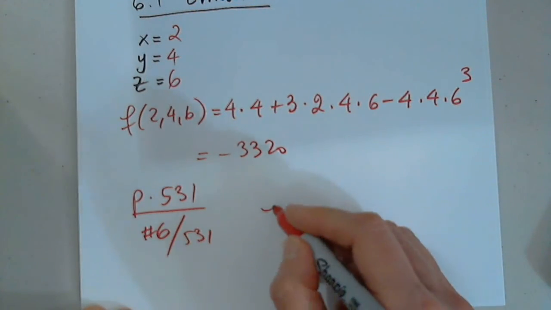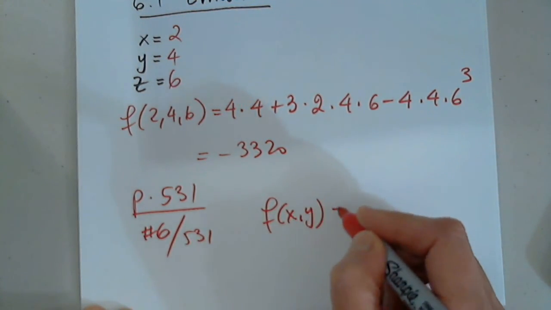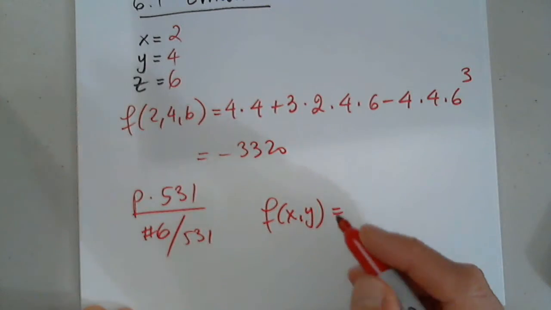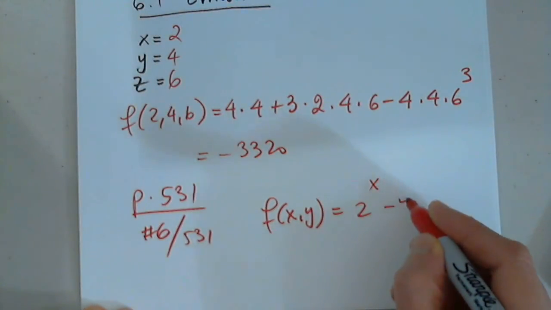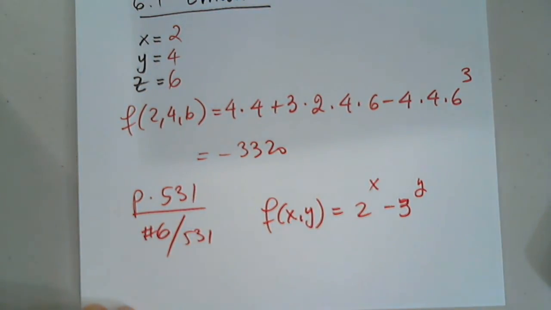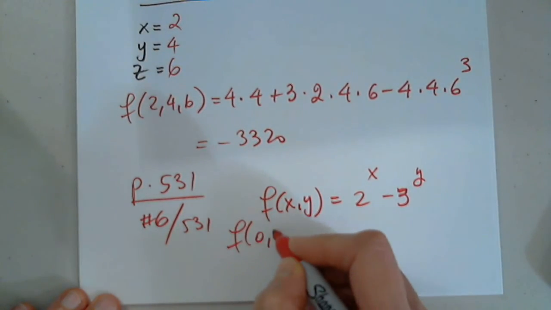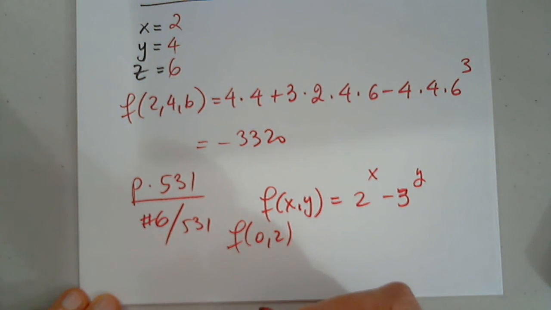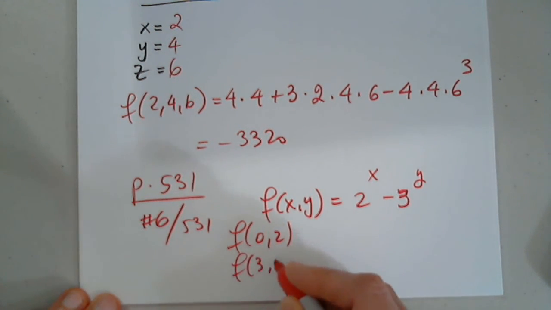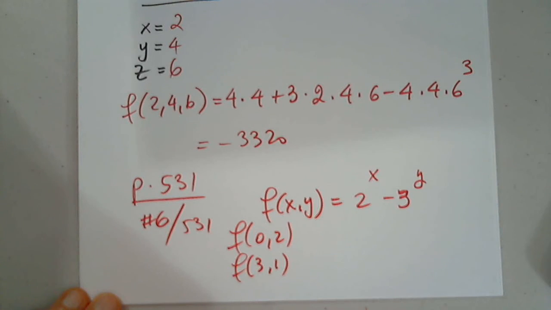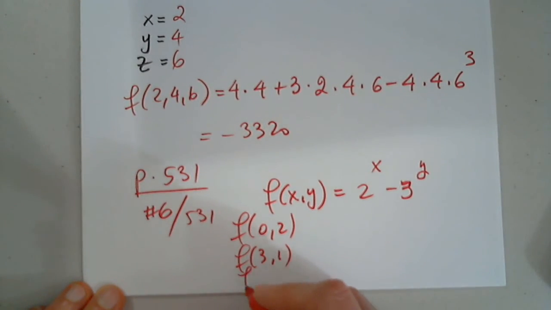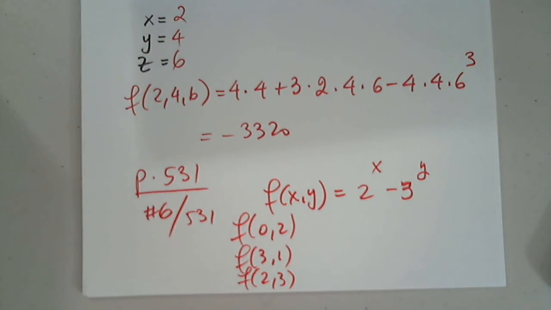And we have a function with only 2 variables here, which is 2 to the x minus 3 to the y. Okay. And they're asking us to evaluate. Choose which one. Would you like f of 0, 2? Would you like f of 3, 1? Or would you like f of 2, 3? Or 2 of them or all of them? Up to you.